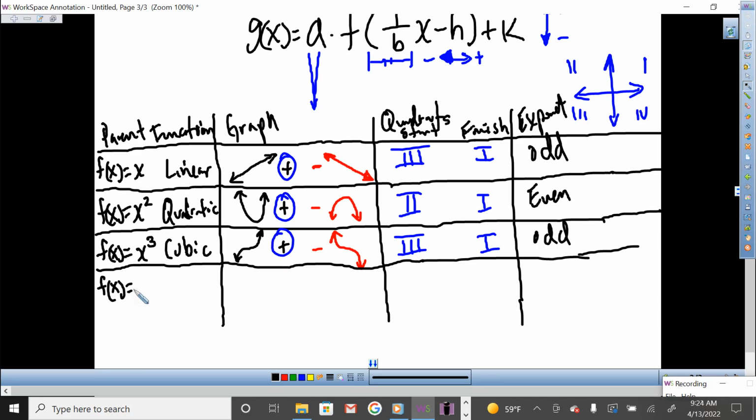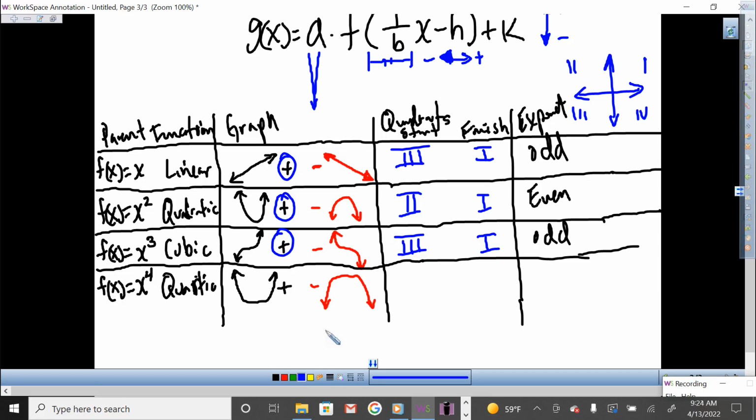Chantal, f of x equals x to the 4th. Yes, this is a quartic. And it looks like this. Kind of like a parabola, but a little bit elongated from the bottom. And of course, the negative, same thing. Elongated.